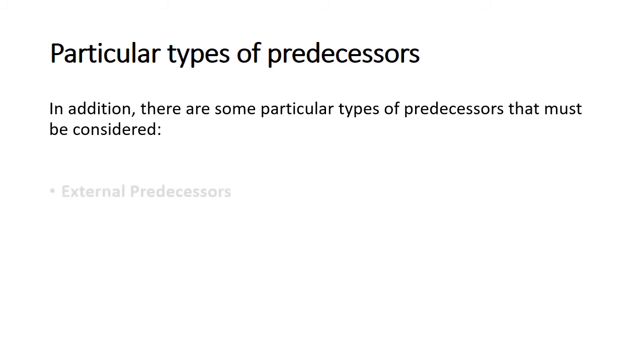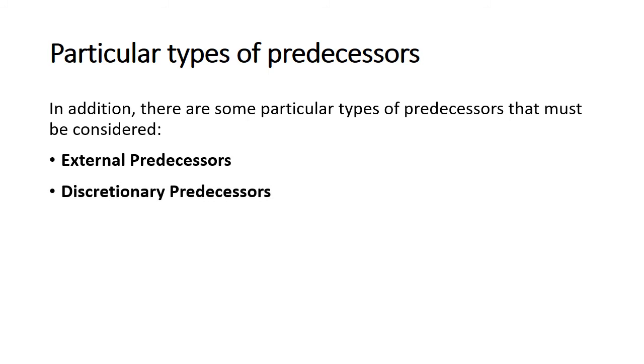External predecessors: sometimes your project will depend on things outside the work you're doing. Discretionary predecessors: these are usually process or procedure driven or best practice techniques based on past experience. Mandatory predecessors are the kinds that have to exist just because of the nature of the work.